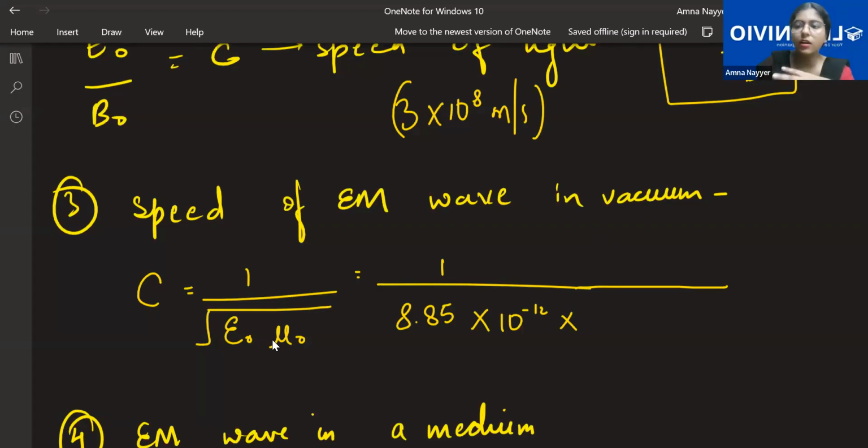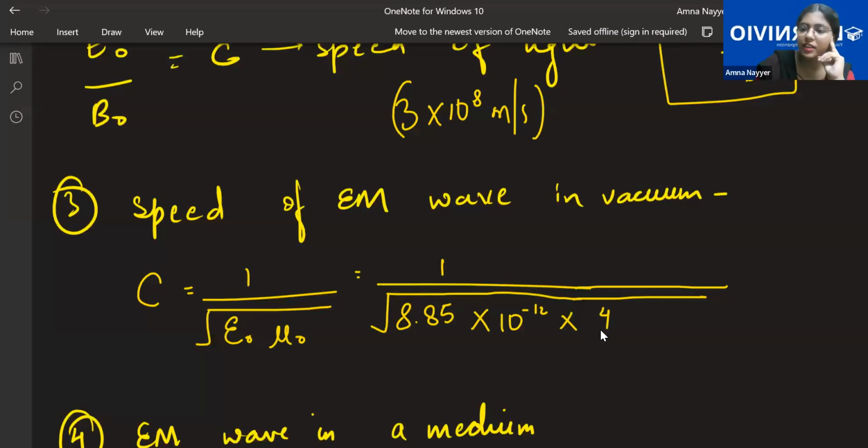Recall. Okay, now recall. Take time. Recall it right now. Mu naught, we write, Biot-Savart law. Try to remember that. 10 to the power minus 7. Ma'am, is mu naught 4 pi into 10 to the power minus 7?